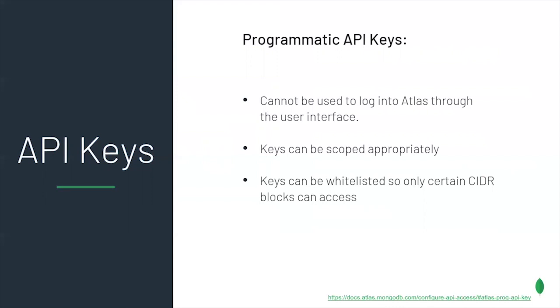Programmatic API keys are a necessary component of automating pipeline builds. With a key at the organization level, project keys can be created that are attached to only one project, effectively limiting the scope of the API keys.